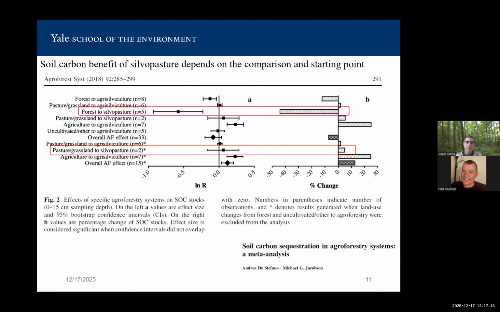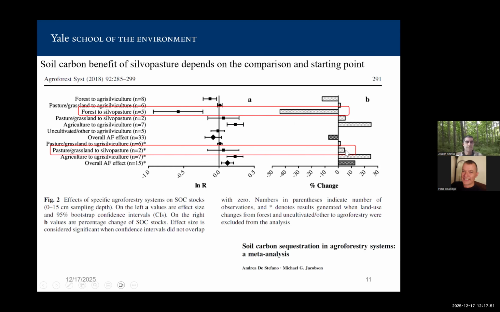Here's another one. The soil carbon benefits of silvopasture depend on what you're comparing it to. So this is comparing a number of different ways we might convert one system into another system. That's what this sequestration analysis did by DiStefano and Jacobson. They were looking at, well, what if you took a forest and turned it to a silvopasture? You can see if you took a forest and turned it to a silvopasture, they're predicting a pretty significant negative change in the carbon stocks, the soil carbon benefit being predicted there.